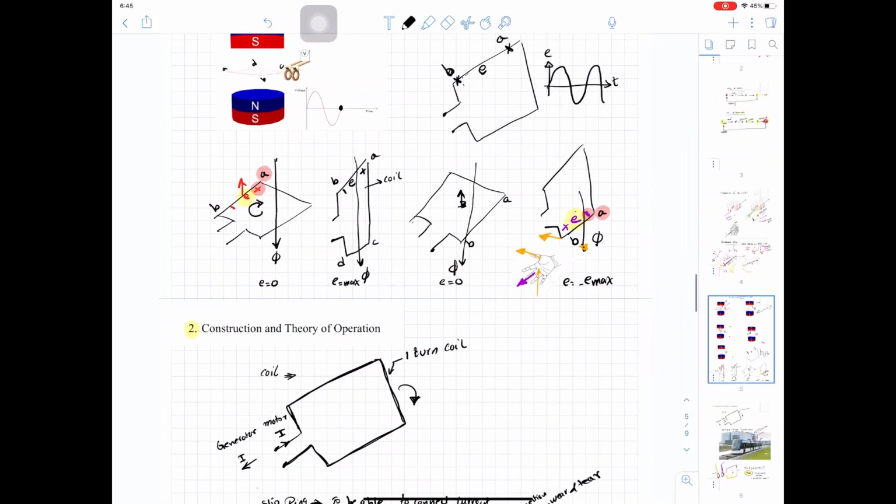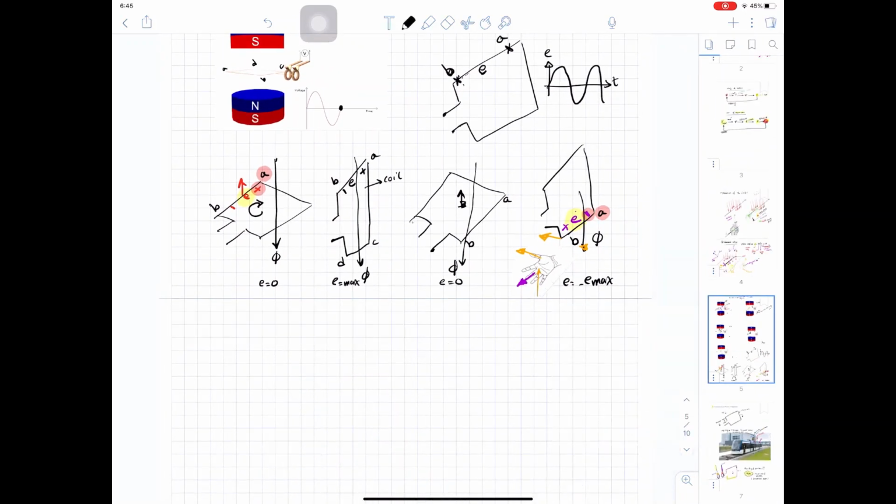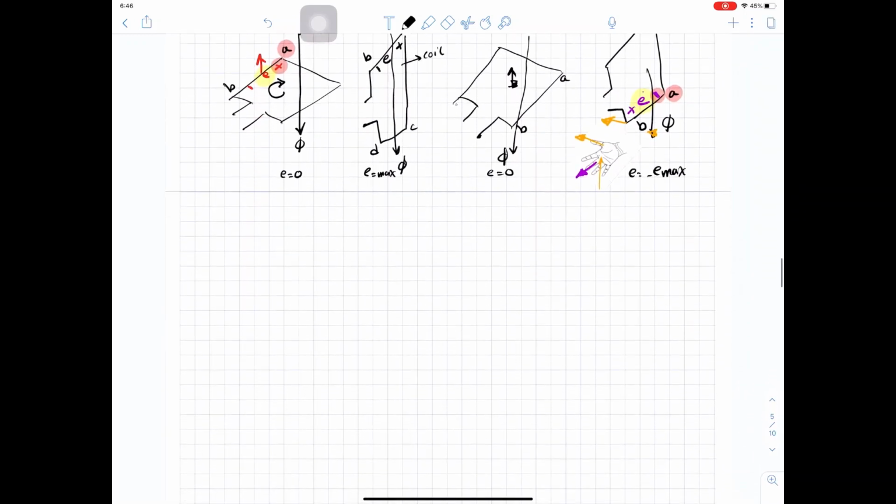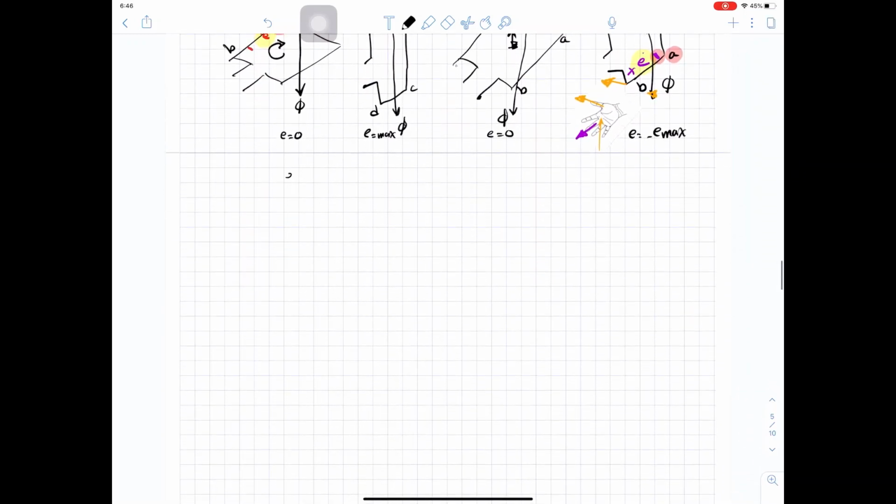Which will leave us with a question. And the question is: the EMF is AC, so how come the chapter is about DC machines? And this is a question.